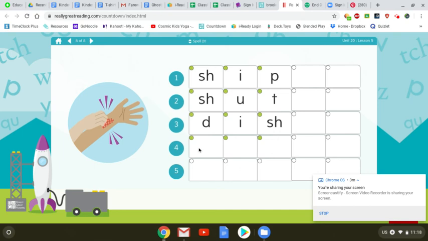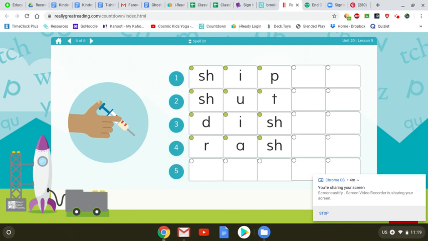Our first sound was r. What letter makes the r sound? R. Good job. Which letter makes the a sound? A. And for our last sound, which is sh, which letters make the sh sound? Good. It's SH. And our last picture is a picture of a shot.